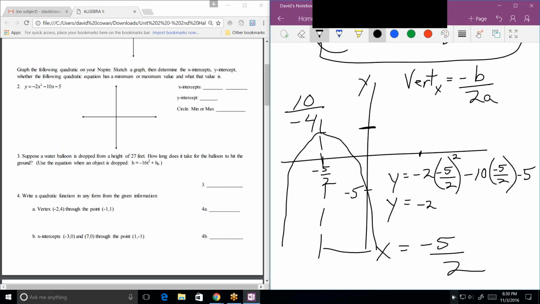What's minus 5/2 squared? Which is what we have to do. In other words, we have to square minus 5/2. What's minus 5/2 times minus 5/2? 25/4. It's actually positive. All right, because it's a negative times a negative. Okay? Yeah. And let's do this part.